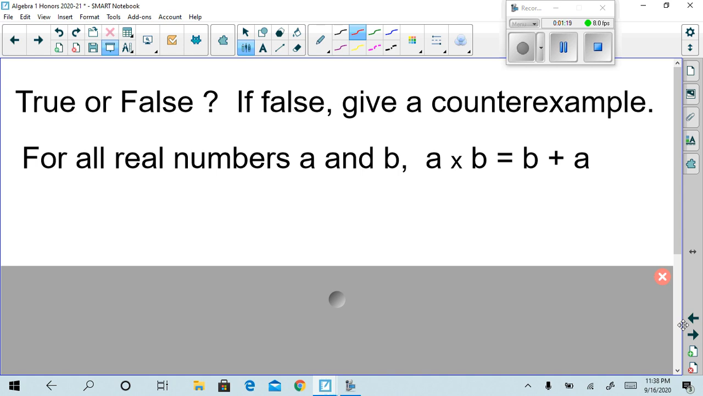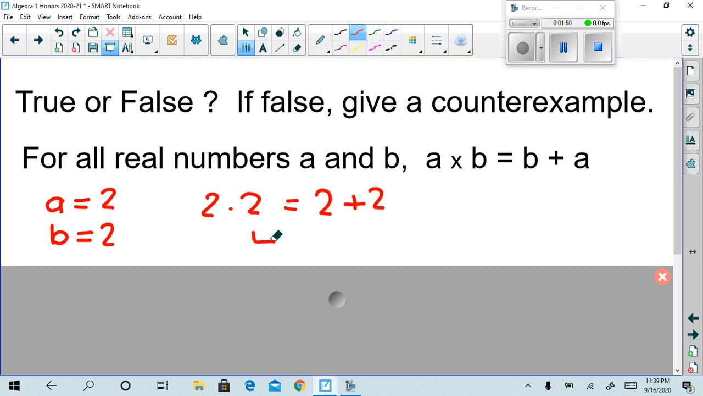The question is true or false. Is this a true statement? Is A times B equal to B plus A? I'll give you an example that supports that. What if A were equal to 2 and B were equal to 2? I would have 2 times 2 and 2 plus 2, and I would get 4 is equal to 4, so I would say that's a true statement. Can you think of a counterexample?